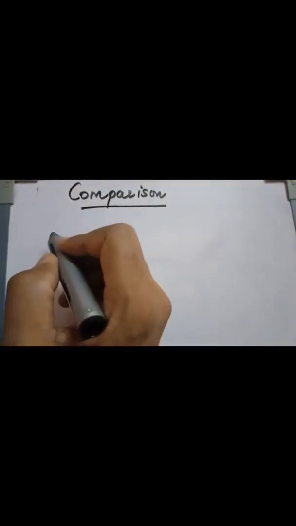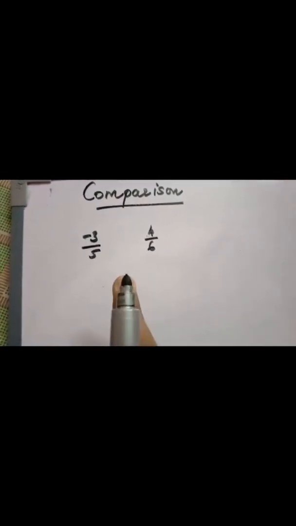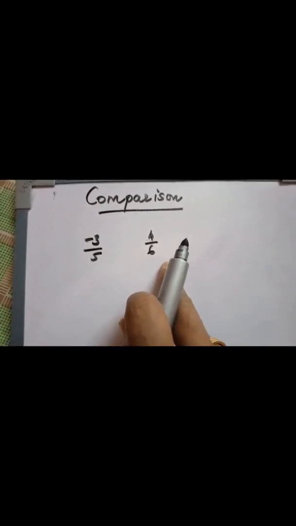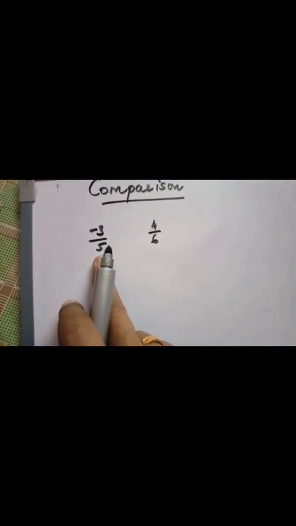Now just see the first method. We are going to take two rational numbers, minus 3 upon 5 and 4 upon 6. Here directly we can say that minus 3 upon 5 is less than 4 upon 6, since minus 3 upon 5 is a negative rational number and 4 upon 6 is a positive rational number. But we can use the method. Now for using the cross multiplication method, first we have to make the denominator a positive integer. Here in both the rational numbers, we can see that the denominators are positive.